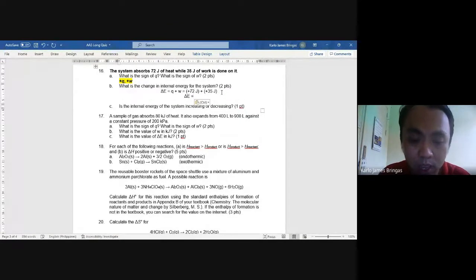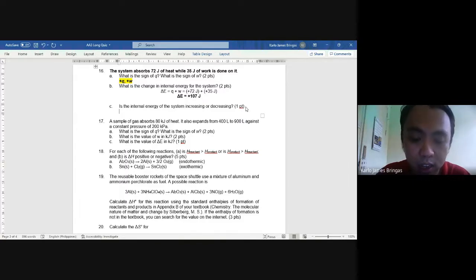So let me type that in. This is 107 joules. And since our delta E has a positive sign, that tells us that the internal energy of the system is actually increasing. Nadagdagan siya by exactly 107 joules.